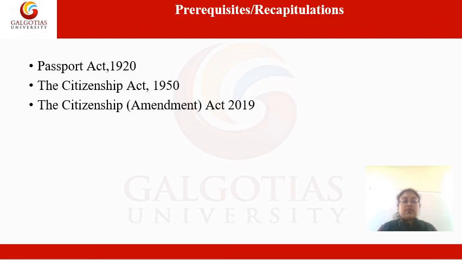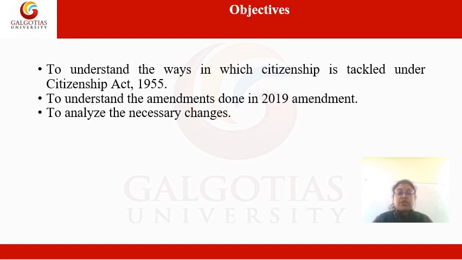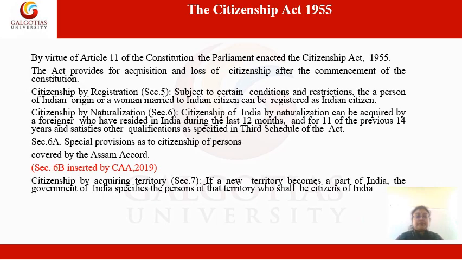The prerequisites for this particular presentation are Passport Act 1920, Citizenship Act 1950, and of course the Citizenship Amendment, which has been done in 2019. The objectives with which this presentation has been prepared are to understand the ways in which citizenship is tackled under Citizenship Act 1955, to understand the amendments done in 2019, and to analyze those necessary changes which have been included. Now, basically, by virtue of Article 11 of the Indian Constitution, Parliament has enacted Citizenship Act 1955.